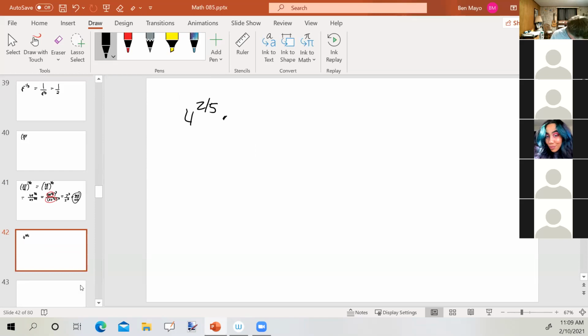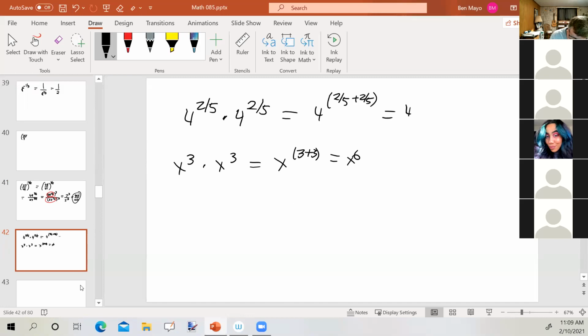4 to the 2/5 power times 4 to the 2/5 power. It says simplify each expression, write the answer without negative exponents. All variables represent positive real numbers. All right, recall when you're multiplying 2 powers with the same base, you add the exponents. So like if I had x cubed times x cubed, that would be x to the 3 plus 3, or x to the 6th power, right? So this is going to be 4 to the 2/5 plus 2/5 power, which is 4 to the 4/5 power. So we're just adding the exponents.